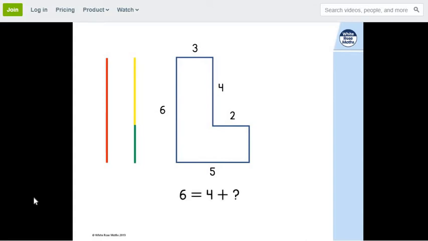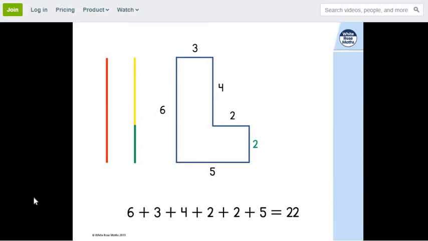So 6 is equal to 4 plus something. Well, that must mean that the missing length must be 2. So we could work it out after all. And we could add them together to make 22.